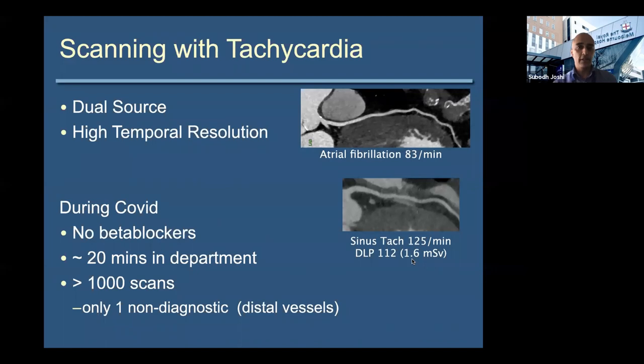This has become particularly useful during COVID this year, where we decided to try and minimize beta blocker use. So we didn't have people coming in waiting for their heart rates to come down. We just came in and scanned them. So they're in the department for like 20 minutes. And out of, say, the 1,000 scans we've done this year during the COVID era, I think only one's been non-diagnostic, and that was only the distal vessels we struggled to see. So if you've got the right equipment and know how to use it well, you can actually scan in tachycardia.